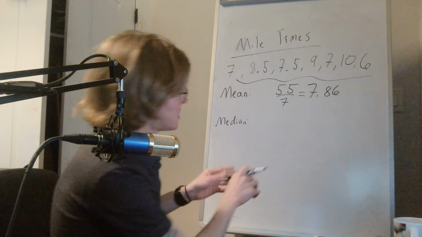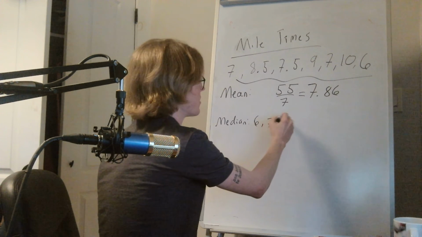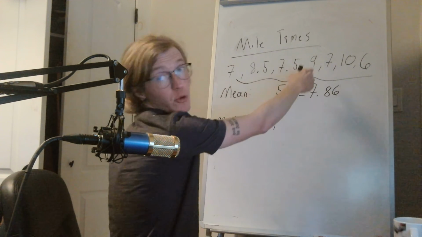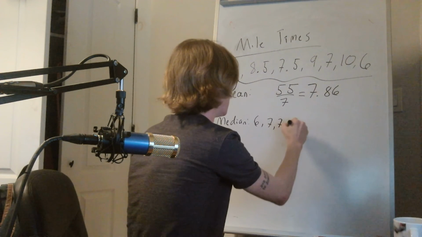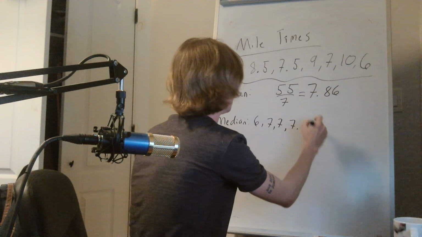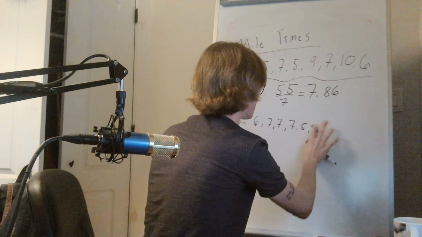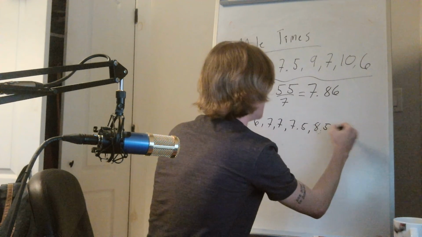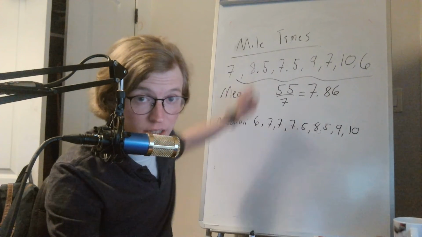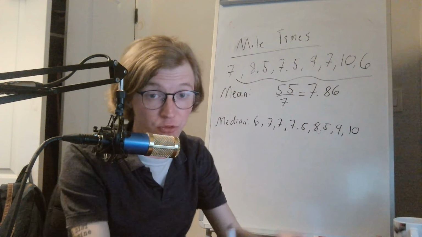So the fastest was 6. We had 7, 7.5. Oh, we had 2 people ran 7, so you have to list it twice. 7.5, 8.5, 9, and 10. So I just listed all the mile times from smallest to biggest, from least to greatest. And now you find the one in the middle.